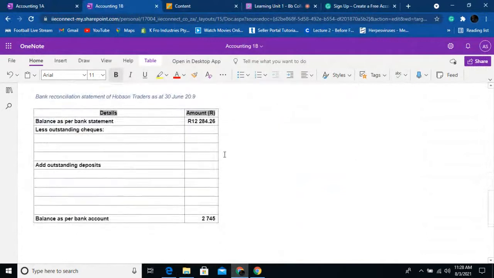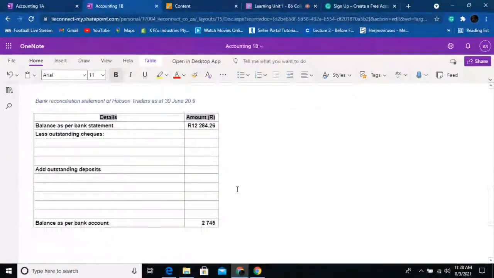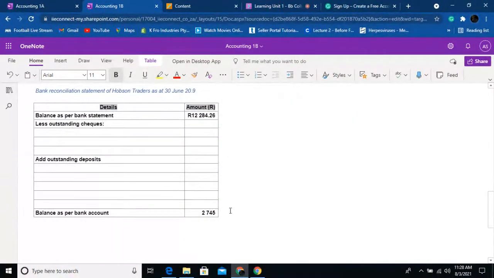This balance that you get here, 2,745 rand 13 cents, is the balance that we should also get over here with the bank reconciliation statement. Because remember, I've already just plugged it in to save us a second or two. Remember, what are we doing? We're saying our bank statement needs to reconcile with our bank account in our books. So we start off by saying, what is the bank balance as per the bank statement? If you look at the very bottom of your bank statement for June, that's the amount that we have over here. That's where this is coming from.